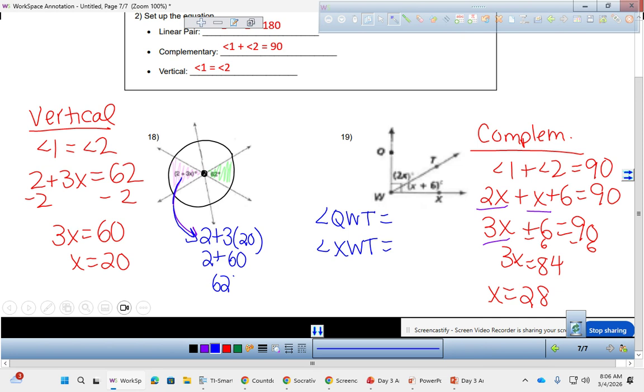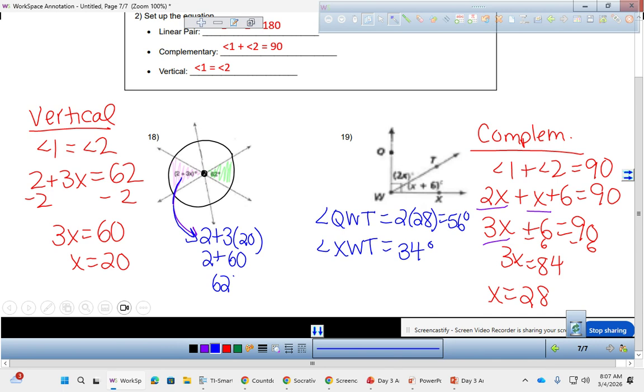What's Q, W, T? 56 degrees. I like 56. 2 times 28, 56. What's X, W, T? 34 degrees. I just needed to add to 90, right? So really you only algebraically have to plug into one equation and then just subtract whatever you get from that from 90. Or you could do 28 plus 6.